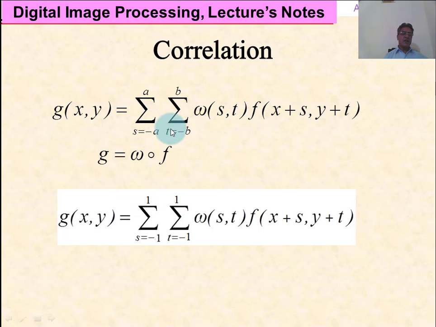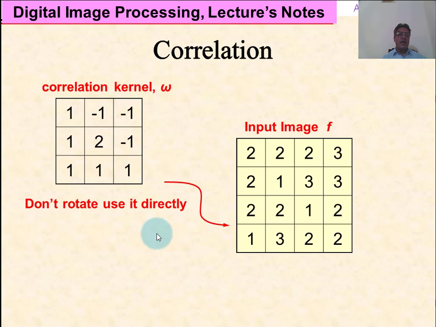Here we are again using the two loops, and if it is a 3x3 matrix, then S is equal to -1 to a, T is equal to -1 to 1, and it will become like this. The above expression will become like this for a 3x3 matrix mask, and the correlation operation will work like this.